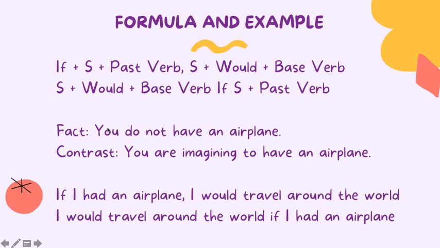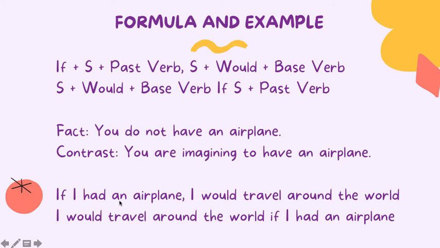Now let's see the example. The fact is that you do not have an airplane right now. You do not have an airplane. Okay, so that's the real condition right now. Now you are trying to make imagination the contrast condition. That is, you are imagining to have an airplane, right? Okay, now this imagination can be expressed using conditional sentence type 2.